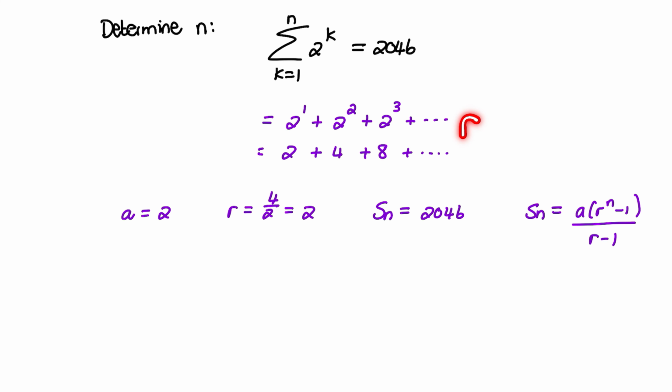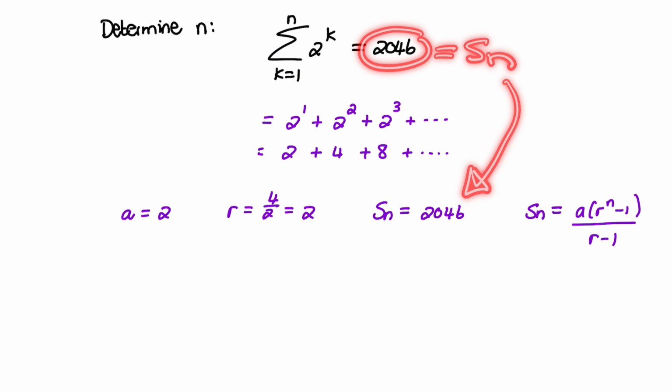But if you want to calculate the ratio, you can say 4 divided by 2. And you can prove that it's equal by saying 8 divided by 4. So it's term 3 divided by term 2, or you could have term 2 divided by term 1. Either way, you'd find the ratio is also 2. But this 2 is not the first term, it's the multiplier between terms. Next, we have Sn, and Sn is equal to 2046.